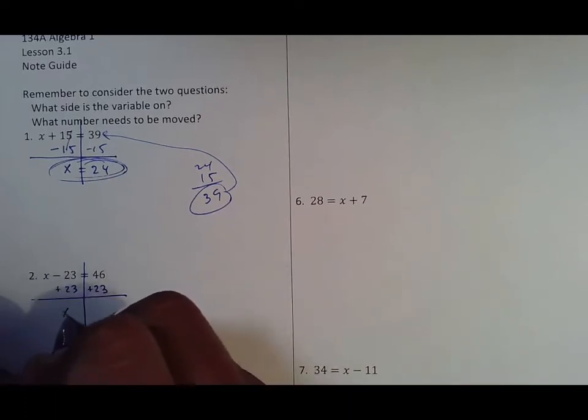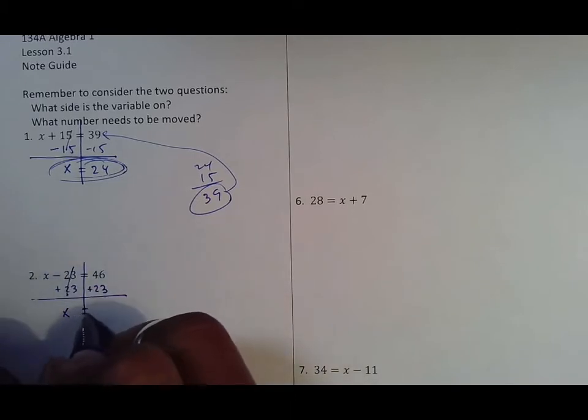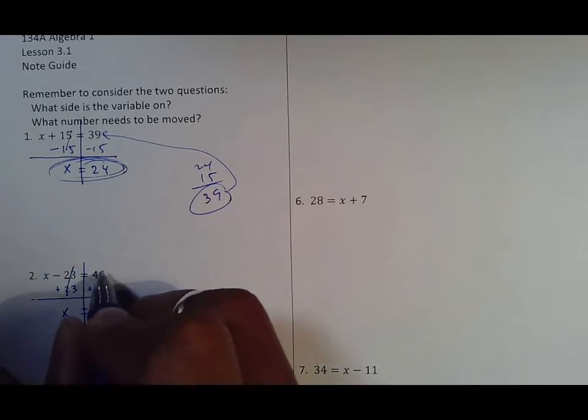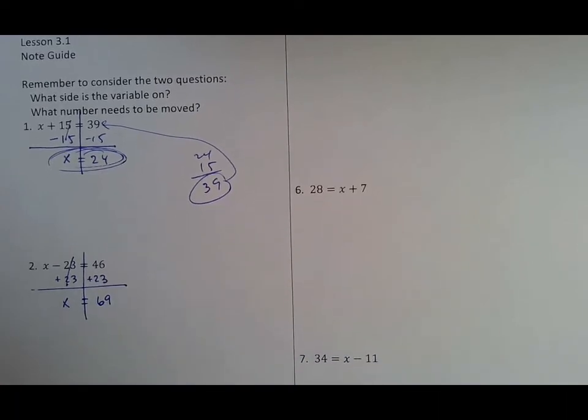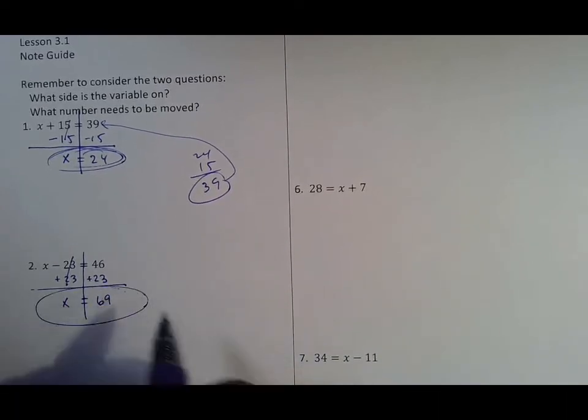The x comes down. The 23's cancel. 46 plus 23, again, 6 plus 3, 9. 4 plus 2, 6. And there is our answer. All right.